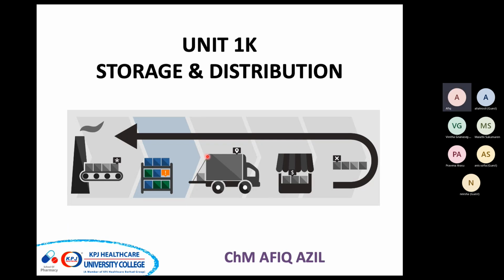Okay, so unit 1K, storage and distribution. This part covers the end part of a manufacturing product process, in which you have already finished producing and testing the product that you intend to market or sell. Before it reaches the consumers, you have to store it first before being distributed to the respective customers, either hospitals, pharmacies, or clinics.